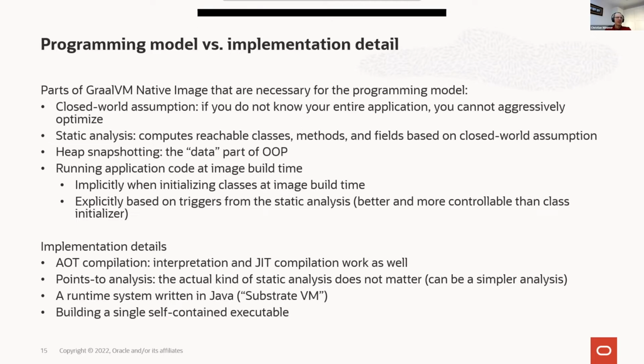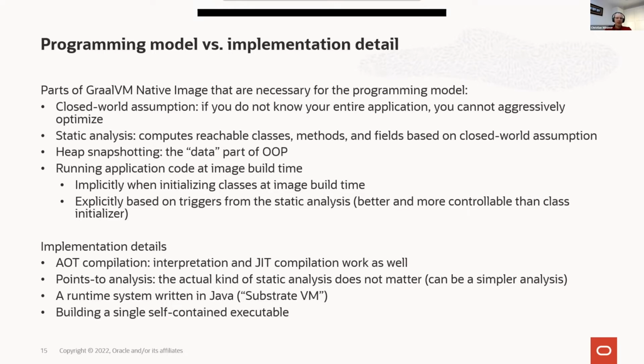Which kind of static analysis you use is also an implementation detail. We currently use a points-to analysis, which is the more aggressive form of static analysis, because it gives you for each variable the exact types that can reach it. You could actually do a much simpler analysis, and here we have a research project to experiment with that. Just make a simple reachability analysis and see what that gives you.